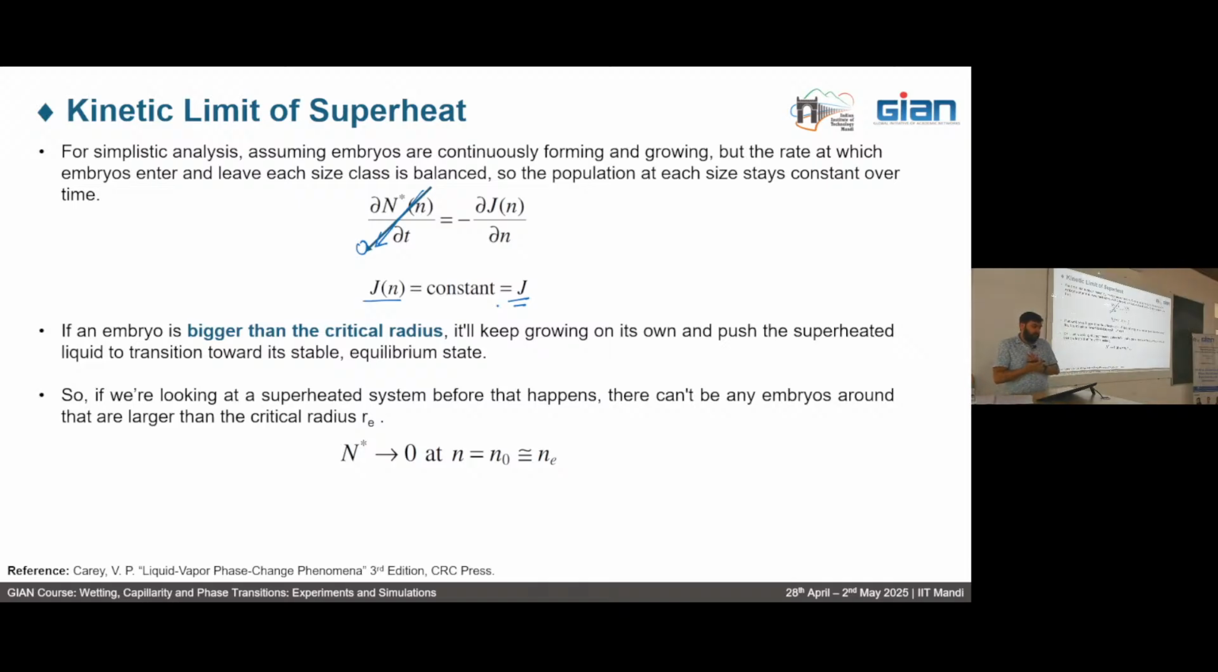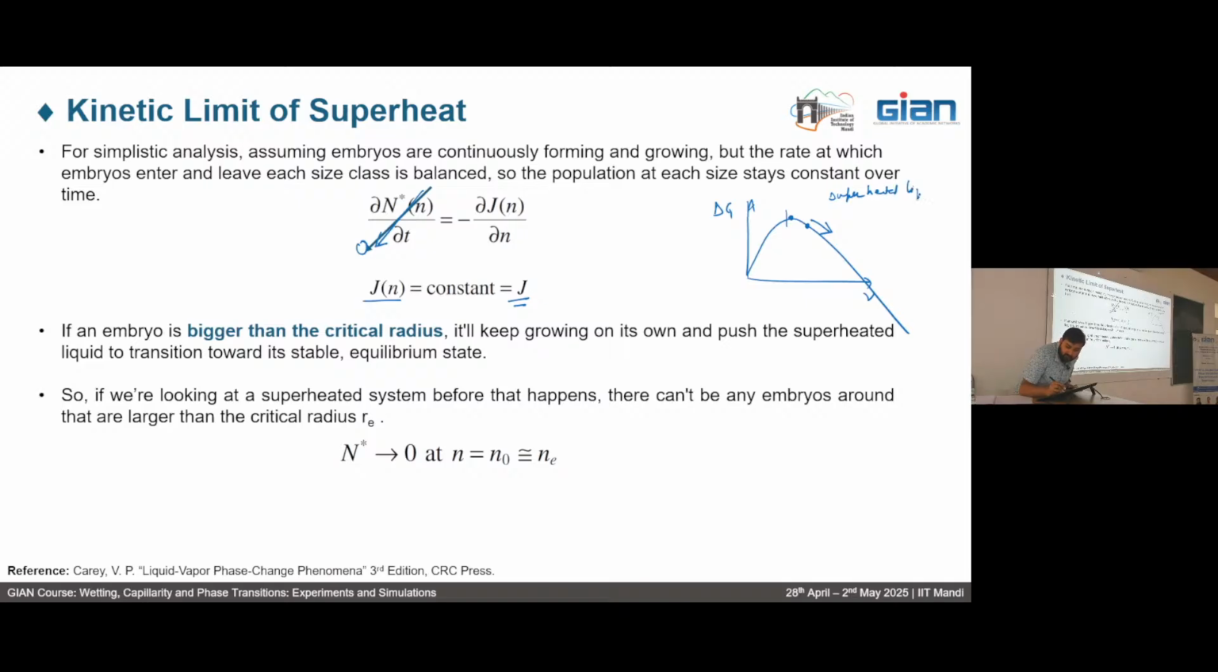Now if an embryo is bigger than the critical size, it means that it is somewhere on this delta G versus R curve, somewhere here. It will keep on growing spontaneously, so that boiling occurs. But let us imagine a state which is just when we totally have a superheated liquid.